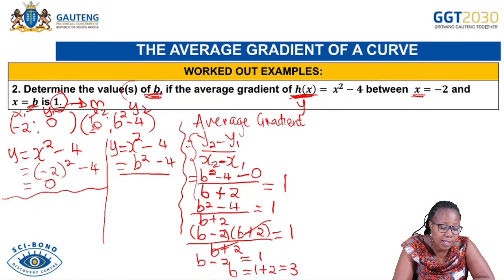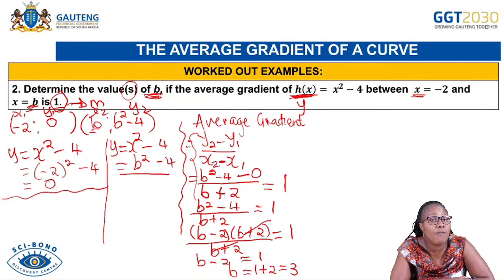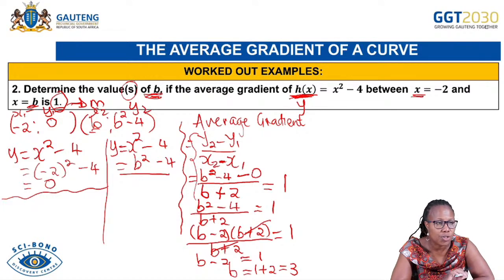And then have you seen that the examiner has indicated value or values? They do not want to direct you whether it's going to be a single value or you are going to have two values of b there. So fortunately enough, we only have one condition of b, which is b equals 3.